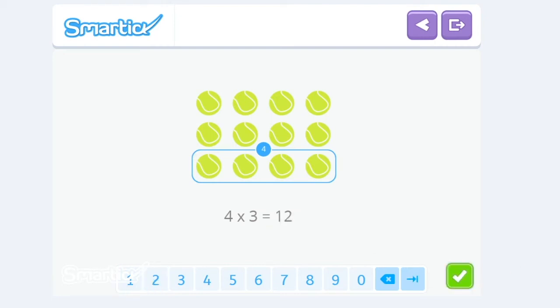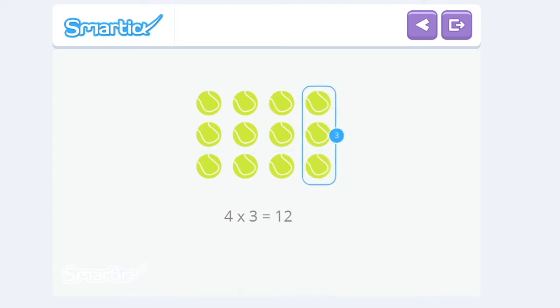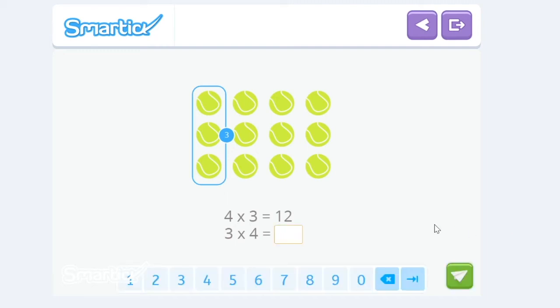Perfect! Now they count the columns, and they have 3 tennis balls in the first column, 3 in the second, 3 in the third, and 3 in the fourth. Therefore, they have 3 plus 3 plus 3 plus 3 tennis balls, which is the same as 3 multiplied by 4. What is 3 multiplied by 4? It's the same, so it's 3 plus 3 plus 3 plus 3 equals 12. 12 tennis balls. Very good!